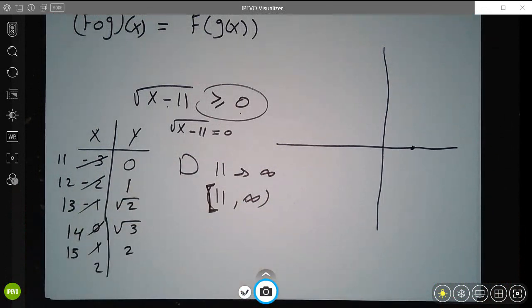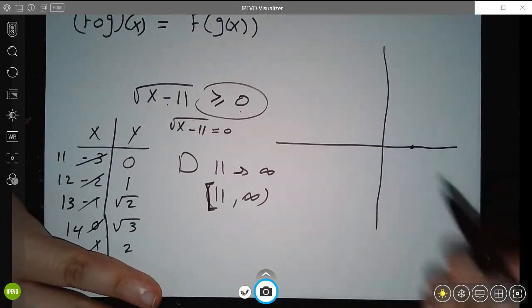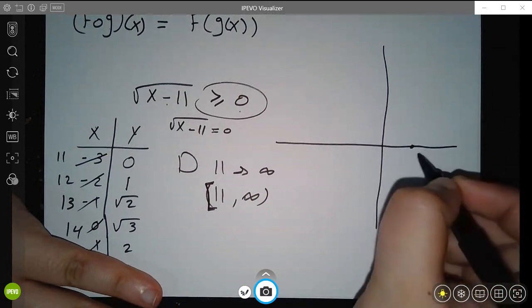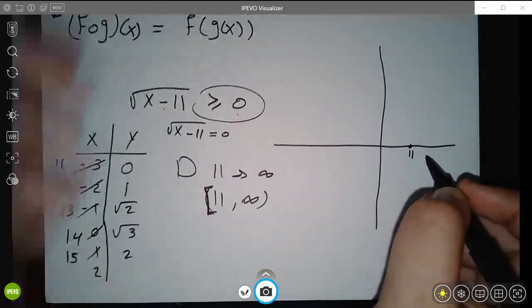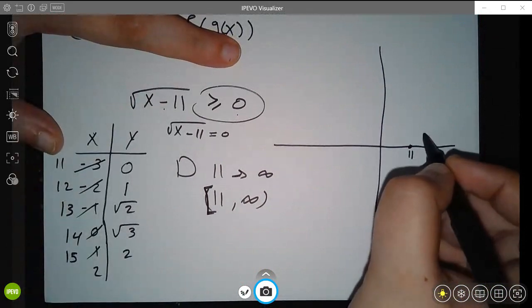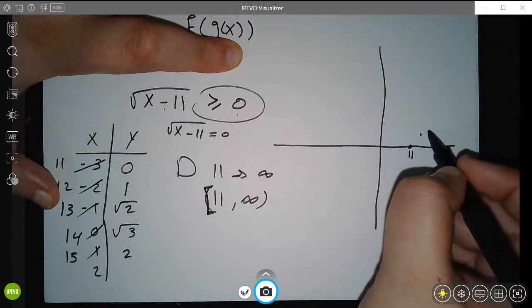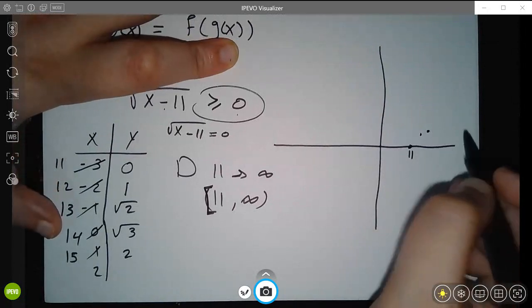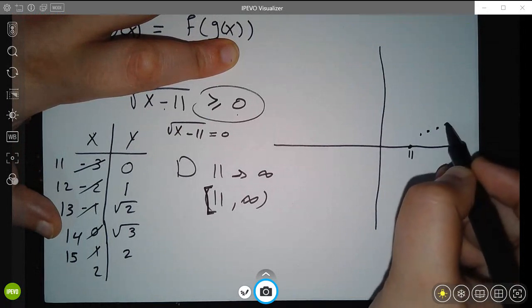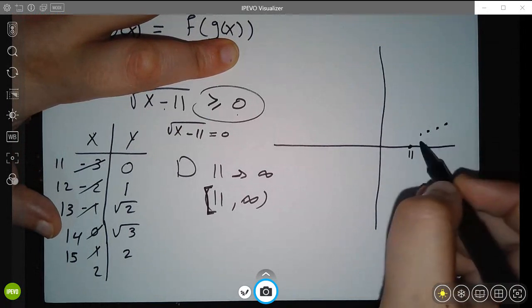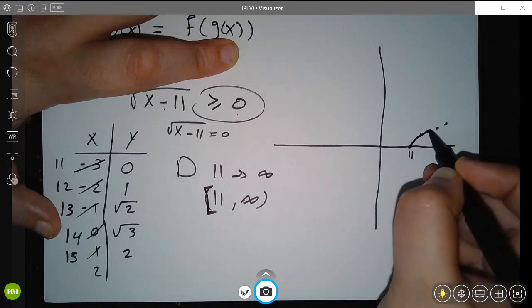Alright, those are my values. I'm saying this is 11, even though I didn't leave a lot of room there. But it starts here, so let's call that the point 11. And it's at 0. So for 12, it's going to be at 1. For 13, it's going to be at root of 2, which is slightly above 1. For 14, it's going to be at root of 3. And 15 is going to be at 2. And then it's just going to keep increasing at the slower increment as you go. So the function looks like this.